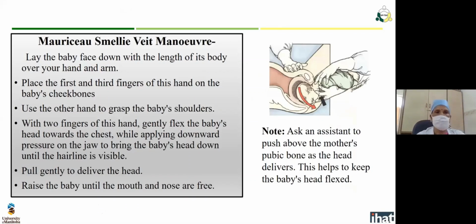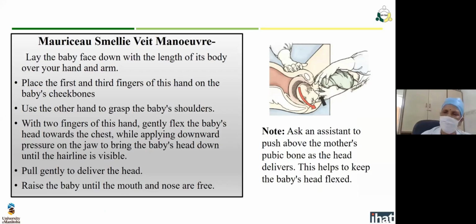Now the delivery of the after coming head. After the delivery of the arms, either you can deliver the after coming head by the Bunn Marshall technique, or by the Mauriceau-Smellie-Veit maneuver, that is the jaw flexion and shoulder traction, or by the application of the forceps. So the Bunn Marshall, if the patient is in spontaneous labor, everything is delivering spontaneously.